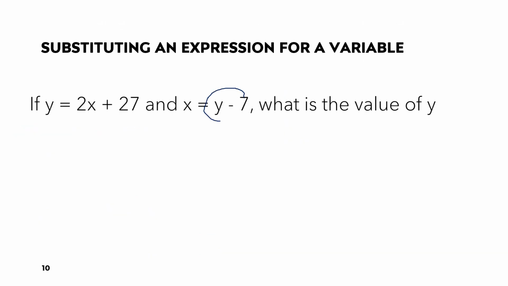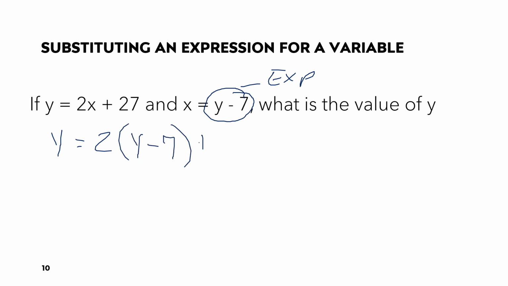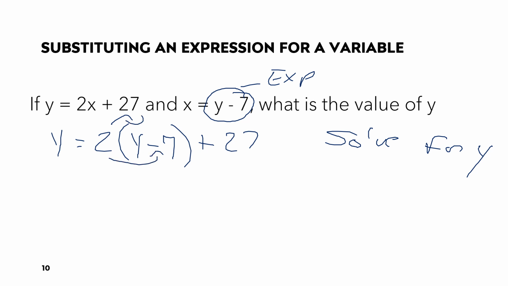Now we've got something a little bit more complicated, but it's going to work just the same. Here we still have an expression. So now we got y is equal to 2, but instead of x, we're writing y minus 7, plus 27, and we want to solve for y. Remember, a long time ago, we would distribute before solving an equation. We're going to use that skill again here. We're going to distribute the 2 and then solve for y.